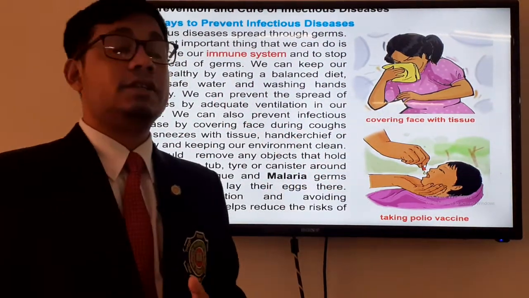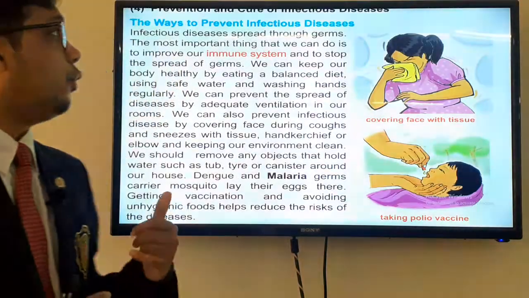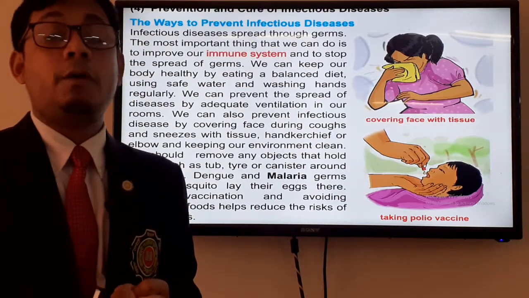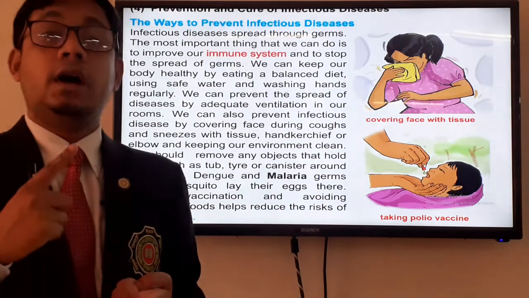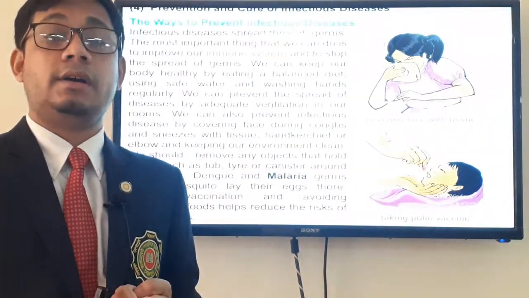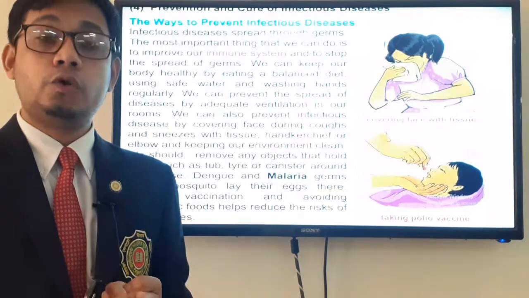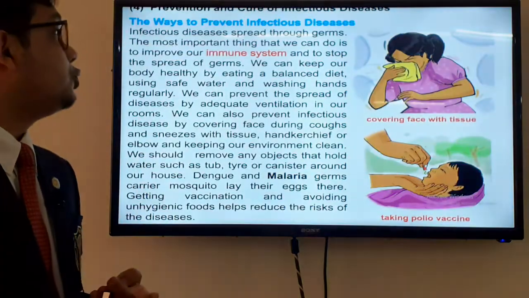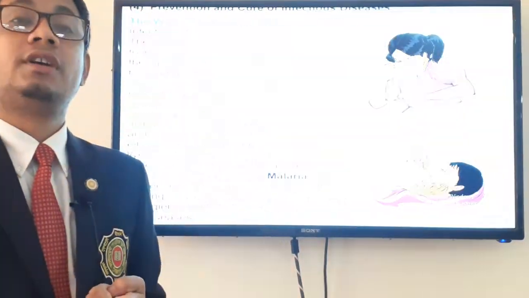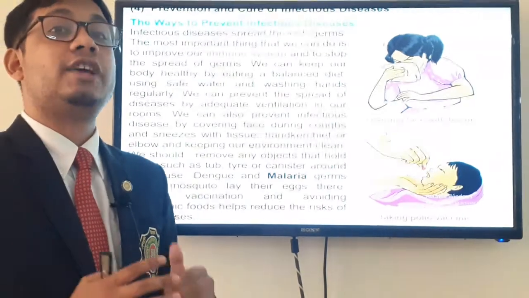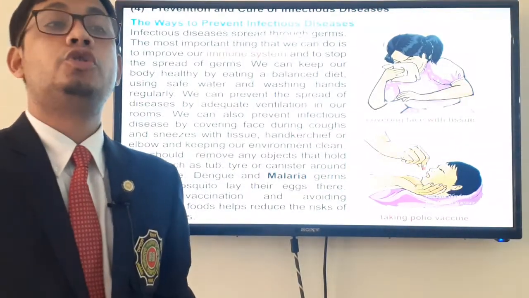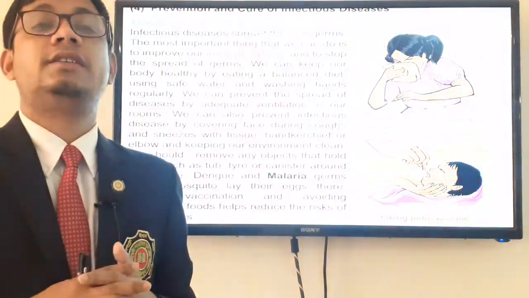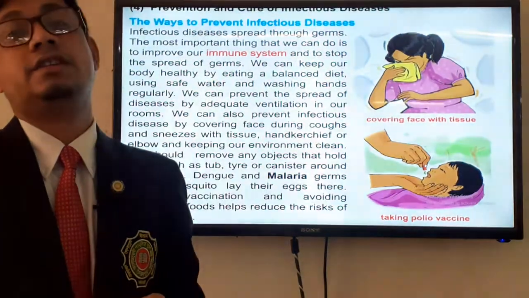So, the ways to prevent infectious disease, let's have a quick flashback. We need to increase our immune system. We need to develop our immune system by eating different types of healthy diet, different types of fruits, food, vegetables, whatever is needed to improve our immune system. Then we should wash our hands regularly, clean our environment regularly, and use a handkerchief or tissue while sneezing and coughing, not our hands. We have to maintain these things to avoid different types of infectious diseases.